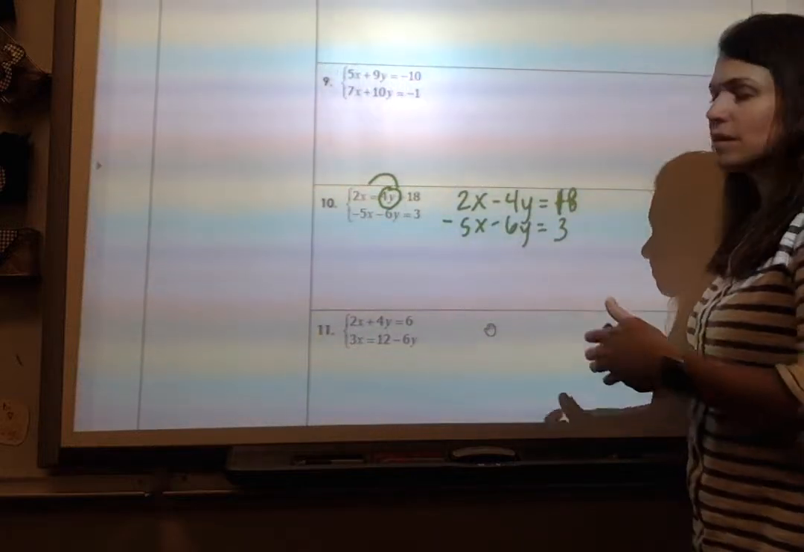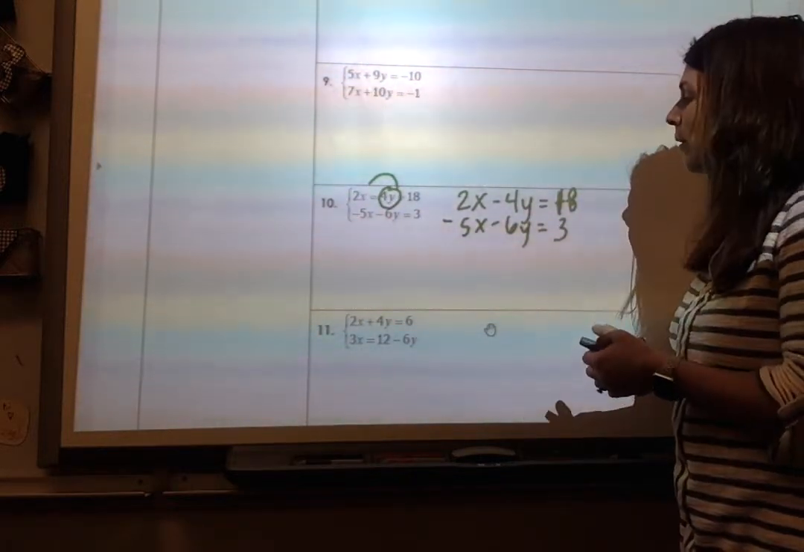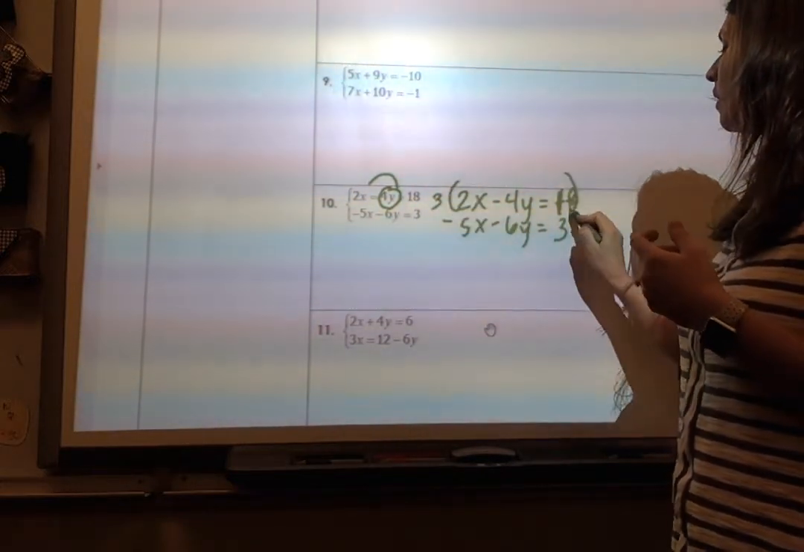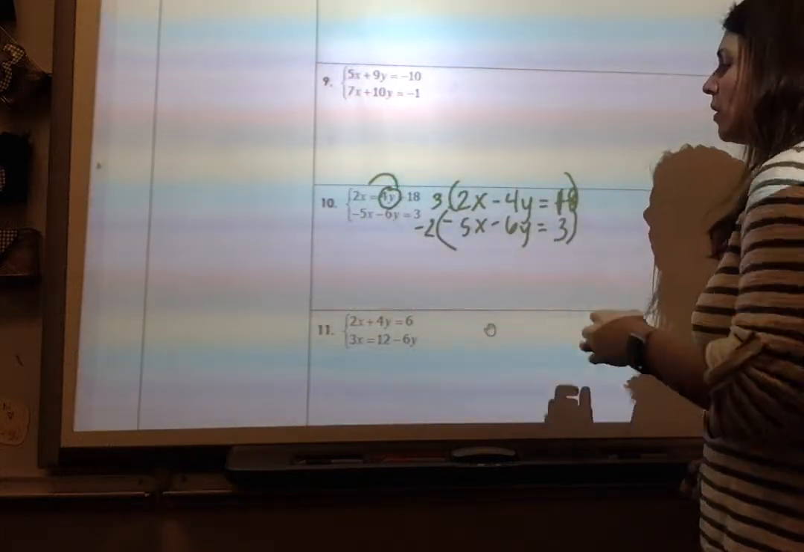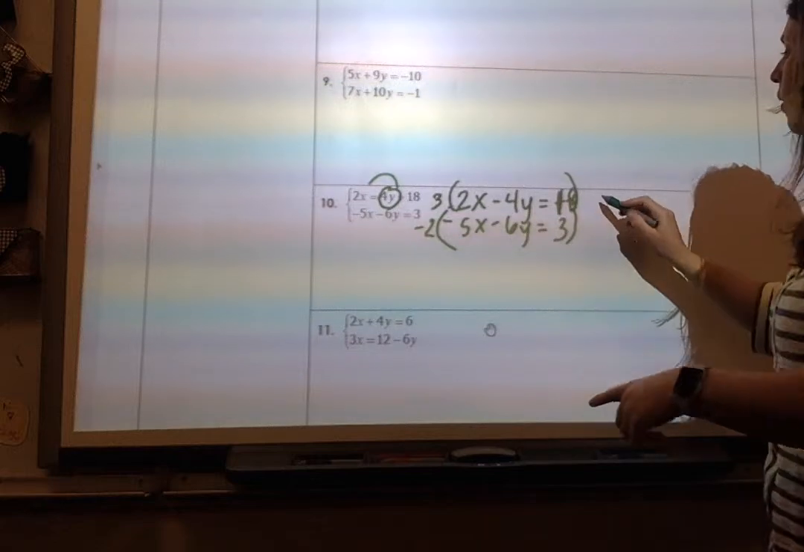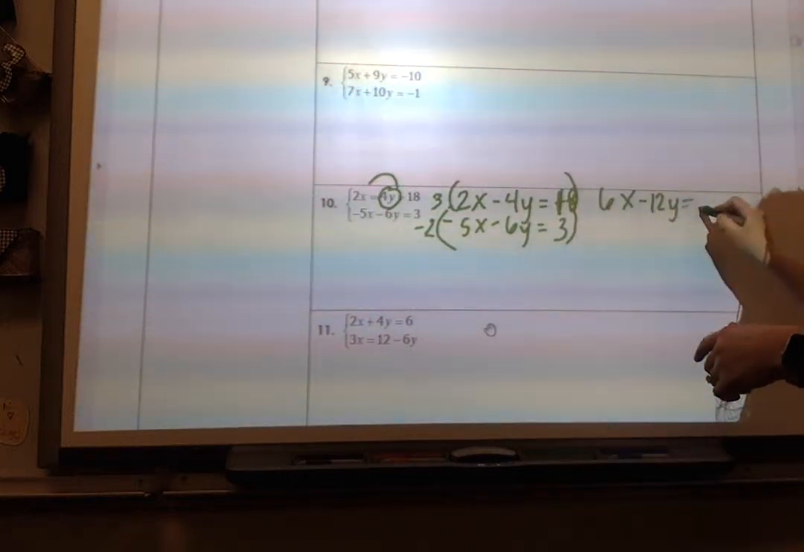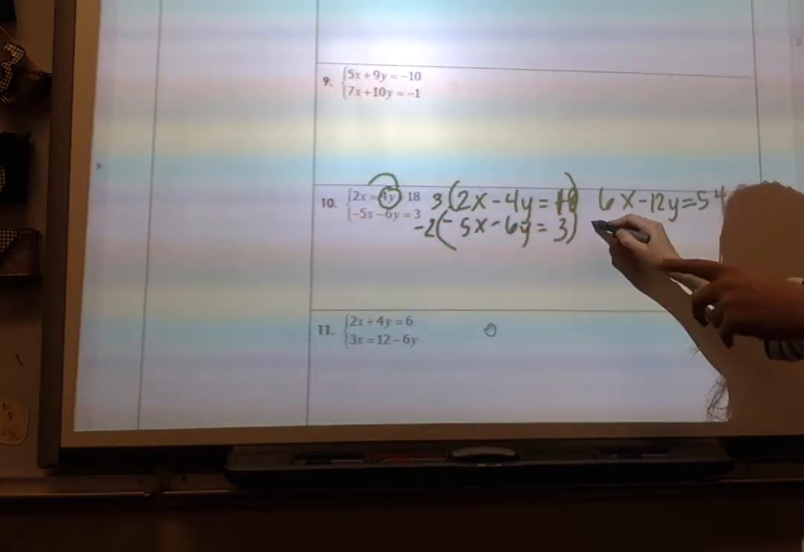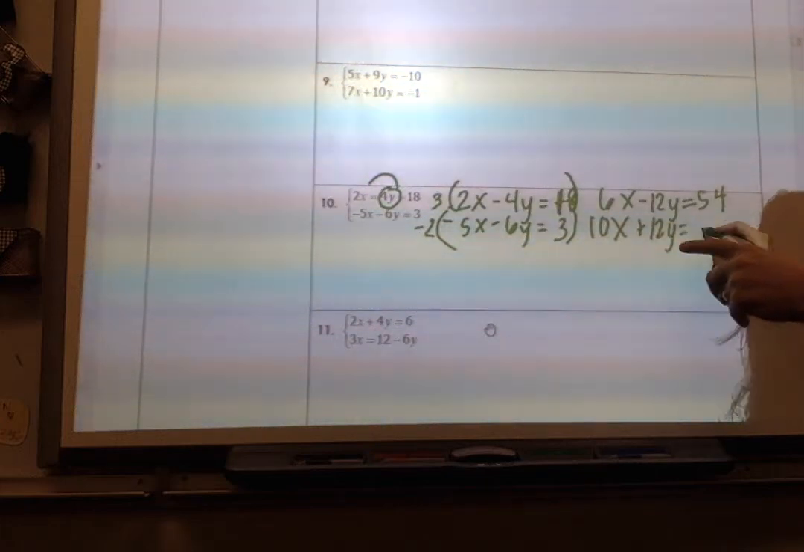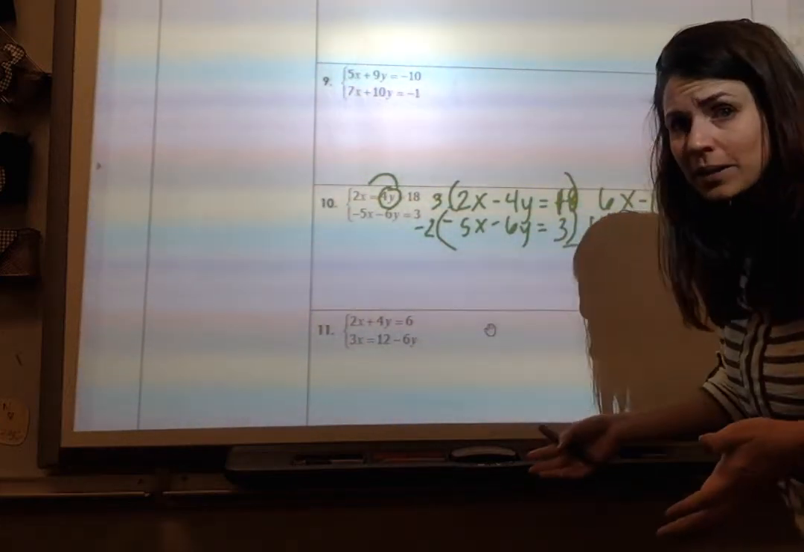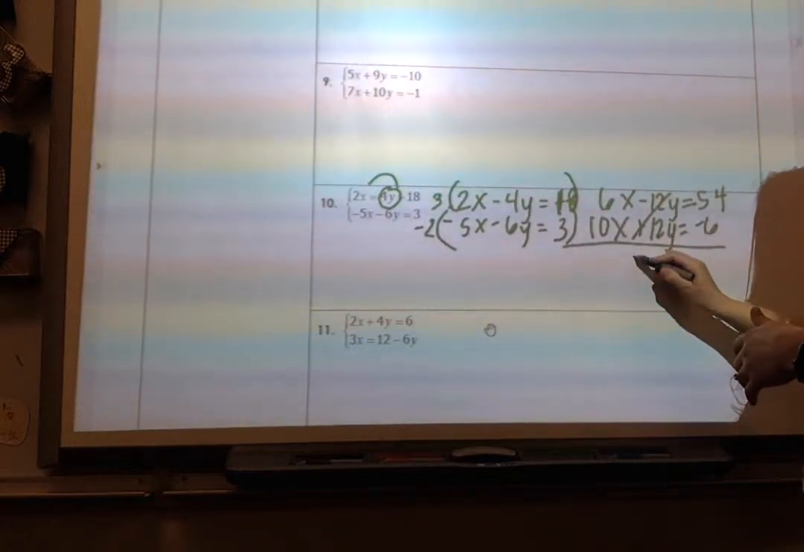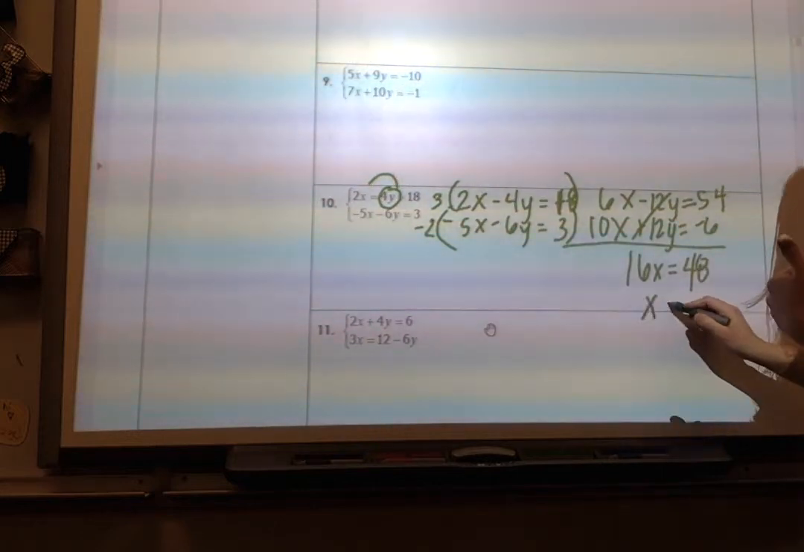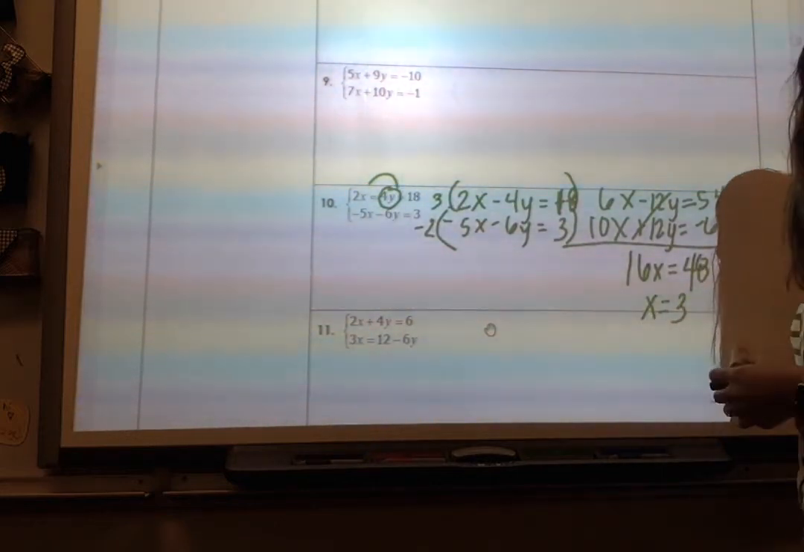And now I have to ask myself, what am I going to do to get these variables to cancel out? What I'm probably going to do is multiply this top one by 3 and this bottom one by -2 because I want my y's to cancel out here. So watch what happens. 6x minus 12y equals 18 times 3 is 54. And then the bottom one becomes 10x plus 12y equals -6. So there's many ways I can manipulate these variables. My y's cancel out, and I'm left with 16x equals 48. And then x equals 3. Okay, and then I would go back and solve for y.